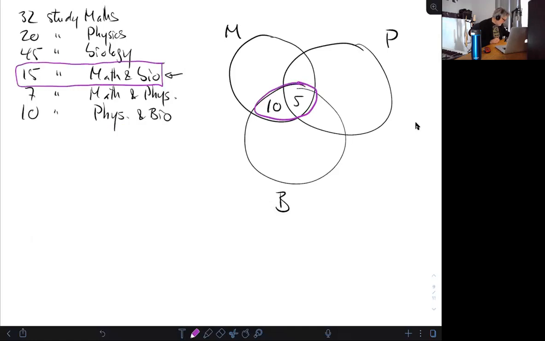Just to illustrate this. Okay, so once I know I have 5, basic algebra, switch signs.